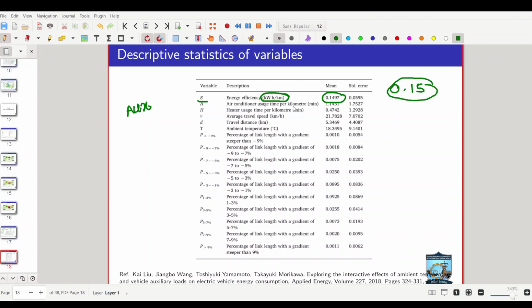Air conditioning time per kilometer minute. So 1.14 minute. Heater usage during cold. Average travel speed kmph is 21 kilometer per hour. Travel distance is around 5 kilometers. Ambient temperature is 18 degree. Winter in India. Okay, and then various confidence intervals it has provided for various trips.